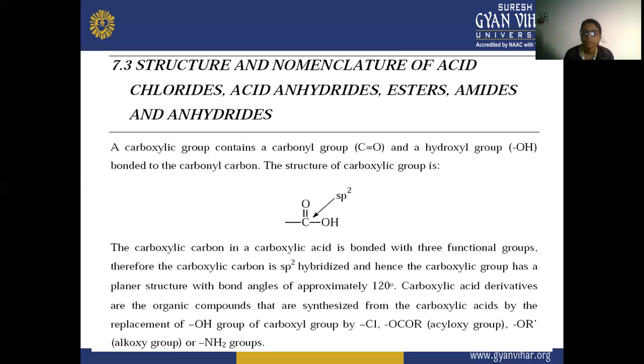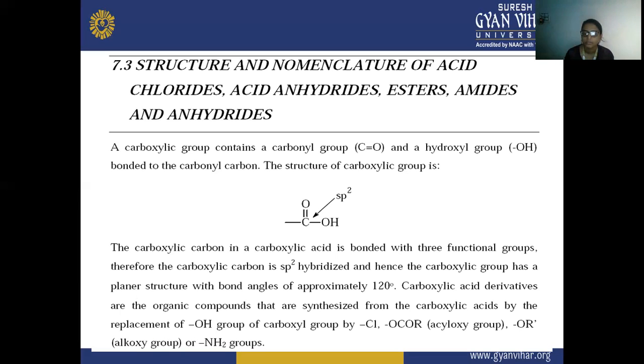Therefore, the carboxyl carbon is sp2 hybridized, and hence the carboxyl group has a planar structure with a bond angle of approximately 120 degrees. Because the carboxyl carbon has three functional groups bonded to it, it is sp2 hybridized, and hence the carboxyl group has a planar structure with a bond angle of approximately 120 degrees.